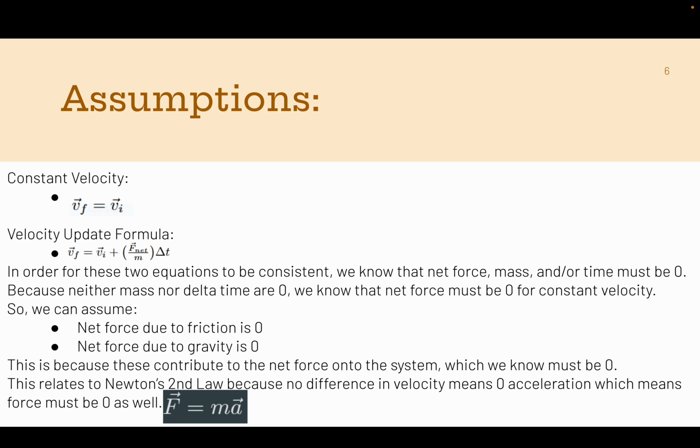And then in order for these two equations to be consistent, we know that the net force, mass, and or time must be zero. Actually, mass can't be zero. And because neither mass nor delta time are zero, we know that the net force must be zero for constant velocity, or else we have Vi plus some non-zero number equaling Vf, which would be inconsistent with constant velocity. So that means we can assume that the net force on the system is going to be zero. So the net force of gravity and friction and other things will all be zero. And it also relates to Newton's second law because F equals ma should be zero.